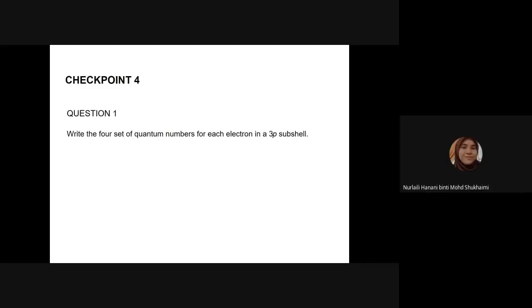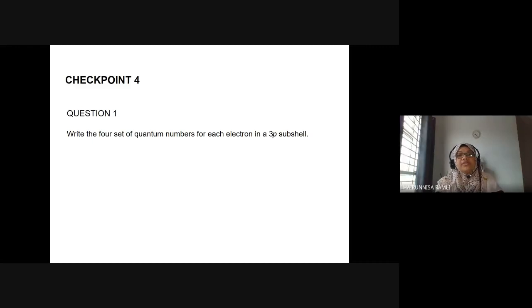Okay, can you please do this checkpoint? Alright, the four sets of quantum numbers. So dia nak set, tapi dia nak 4 saja, for each electron in 3p subshell. Now it is specific 3p. Cuba buat dulu. Fahamkan soalan, cuba buat.